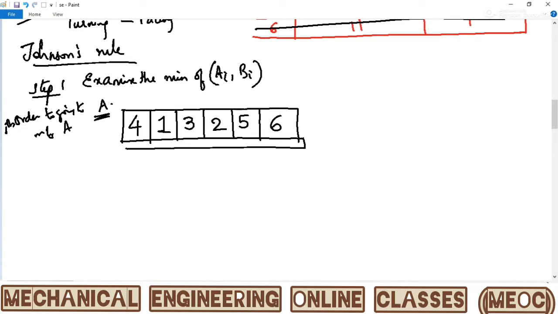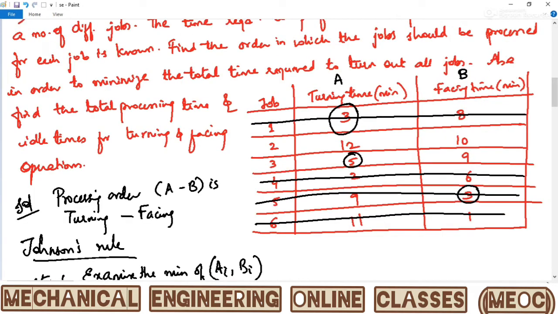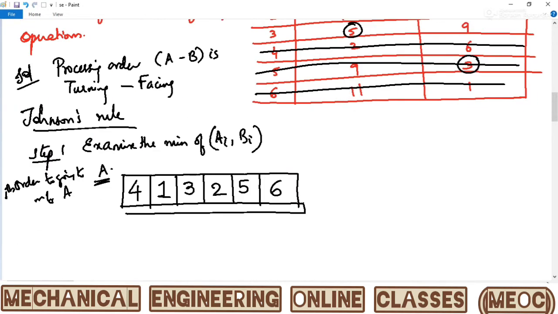So the fourth job will first go to machine A, then B. A means here it is turning, then facing. So the fourth job is first going to the turning machine, then it will go for facing. After the fourth job, job number 1 will go to turning. Then after 1, job 3 will go to turning. And after turning is over, it will go to facing. So this is the same order in which it goes to A or B.